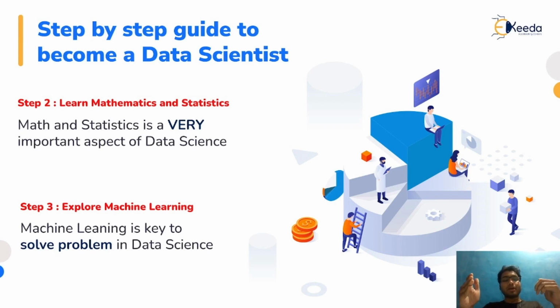Once you identify that you like data science, your second step will be to learn mathematics and statistics. Again, I would say that the entire mathematics and entire statistics is not used in data science. There are certain specific topics of mathematics and statistics which are very important in the data science field. So as a second step, you should try to learn those concepts of mathematics and statistics, and that will definitely benefit you to become a good data scientist.